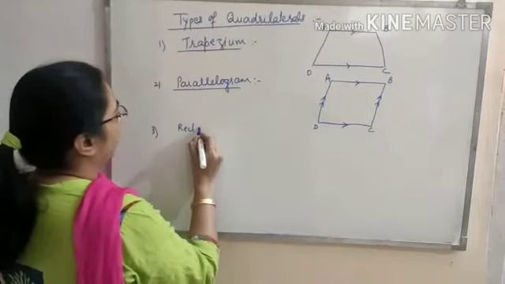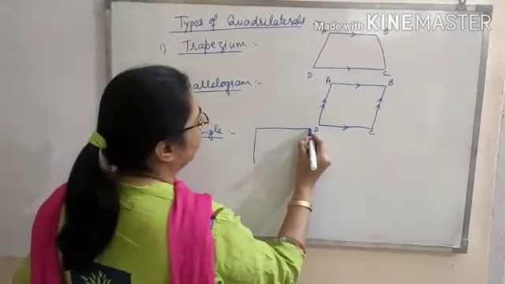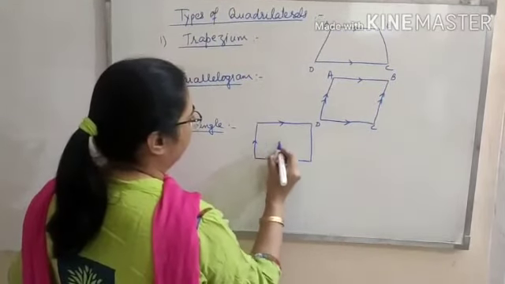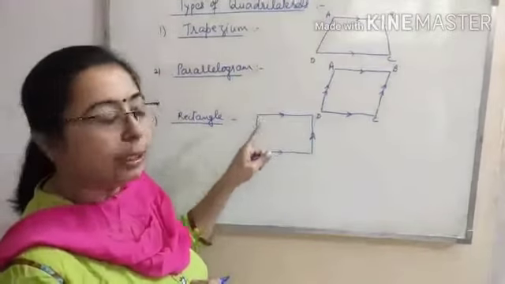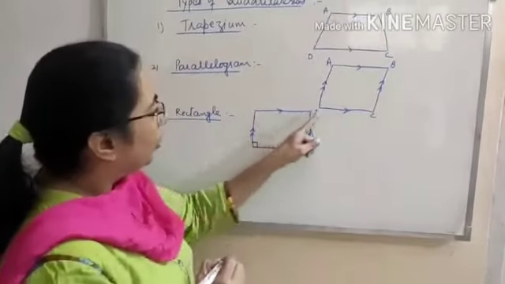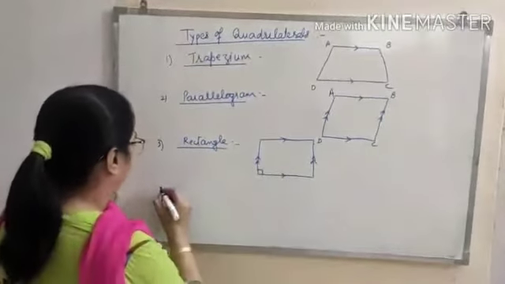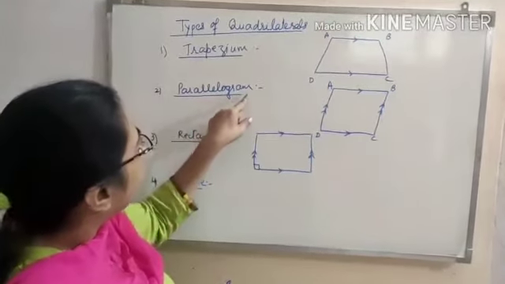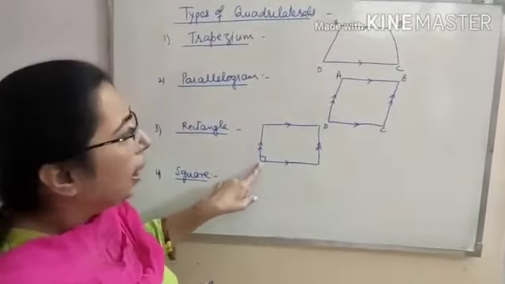If we talk about a rectangle, then in a rectangle opposite sides are parallel, so it is a parallelogram. Its opposite sides are parallel and equal, so it is a parallelogram with one angle 90 degrees. Then we have the square. These are all quadrilaterals first, and then we are categorizing them as parallelograms. So a rectangle is a parallelogram with one angle 90 degrees.